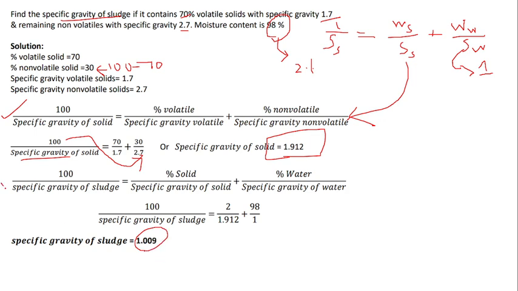With the help of these two formulas, you can easily find the specific gravity of sludge. First, to find the specific gravity of sludge, we have to know the specific gravity of solid. To find the specific gravity of solid, we have to find the individual percentage of the volatile and non-volatile, divide it with their respective specific gravity and add them. Then you will get the solid specific gravity. This is a very simple problem. If you understand this, the next problem will be very easy.